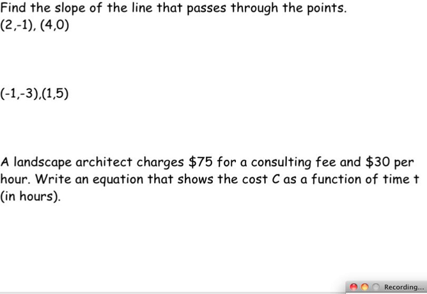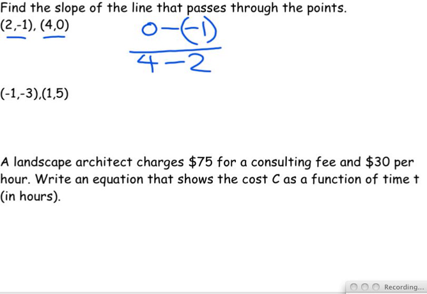Slope. So first of all, slope is all it is rise over run, the change in y over the change in x. So if we have these 2 points, then all we do is 0 minus -1 over 4 minus 2. When we do that, minus -1 is just 1. 4 minus 2 is going to be 2. So the slope is going to be 1/2.